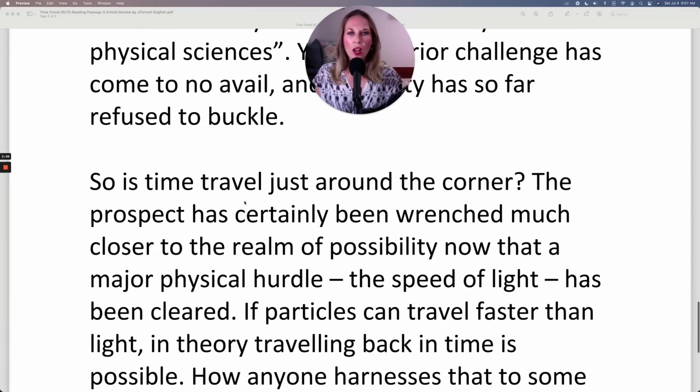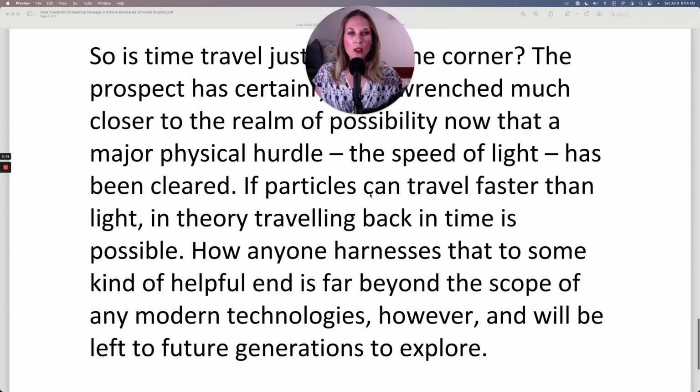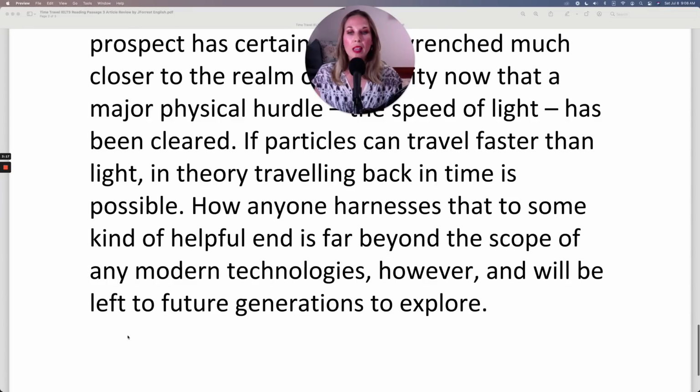So is time travel just around the corner? The prospect has certainly been wrenched much closer to the realm of possibility now that a major physical hurdle, the speed of light, has been cleared. If particles can travel faster than light, in theory, traveling back in time is possible. How anyone harnesses that to some kind of helpful end is far beyond the scope of any modern technologies, however, and will be left to future generations to explore.